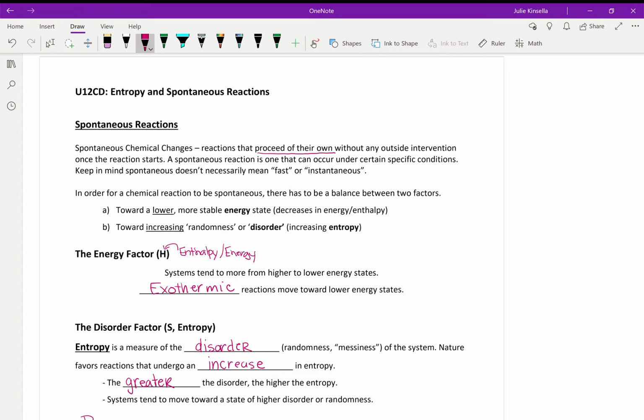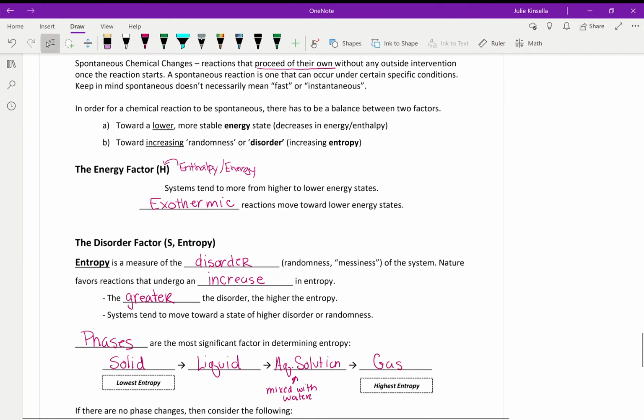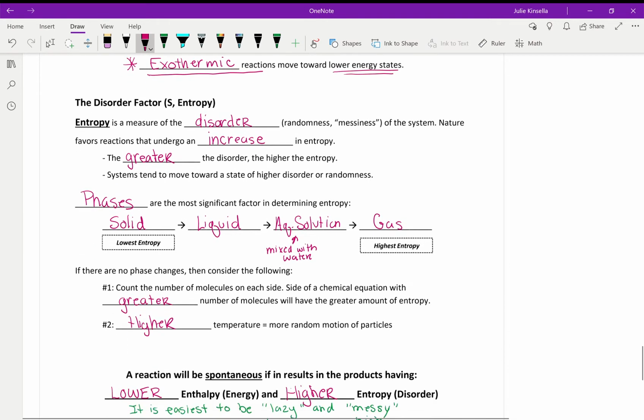In order for a reaction to be spontaneous, there has to be a balance between two factors. It's more likely to be spontaneous if it moves towards a lower, more stable energy state, and if it moves towards increasing randomness or disorder. So energy, we've been talking about this unit quite a bit already, enthalpy or energy. Systems tend to move from higher to lower energy states, so exothermic reactions are more favorable towards a spontaneous process. The other big factor is a new topic, which is entropy.